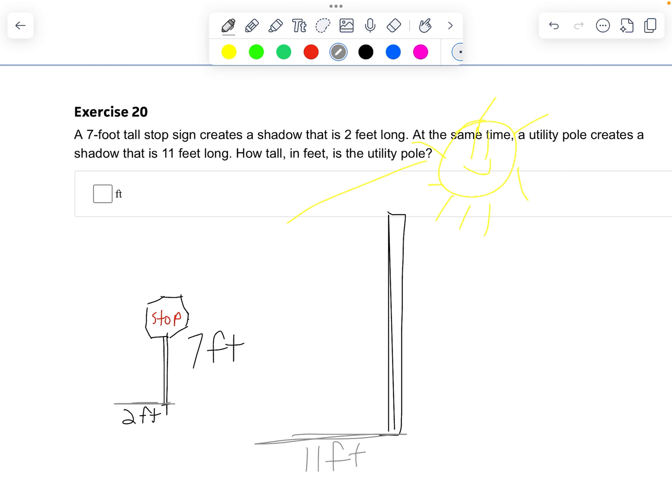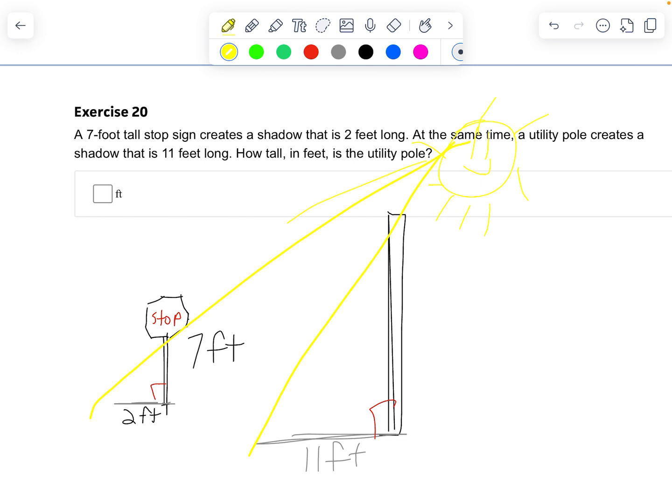All right, we don't know how tall the pole is. That's what we're trying to find. But I want you to see something. You have a 90-degree angle here, and you have a 90-degree angle here. And the sun is making the same angle from here as it is making to there, the same angle because the sun's in the same spot.